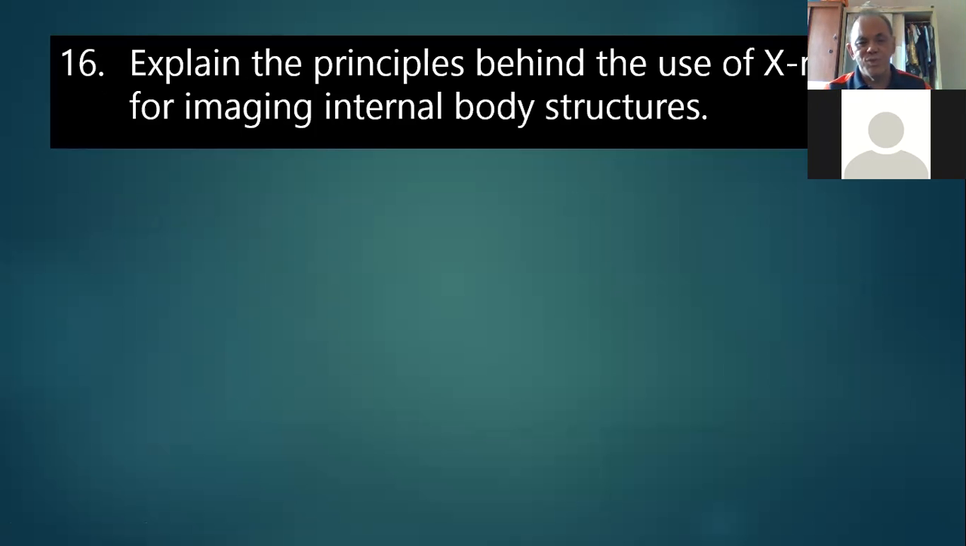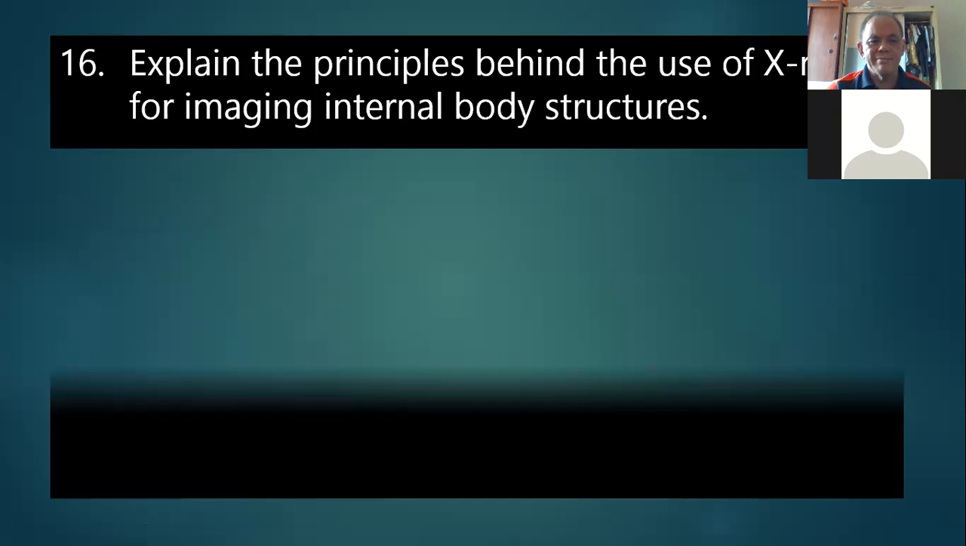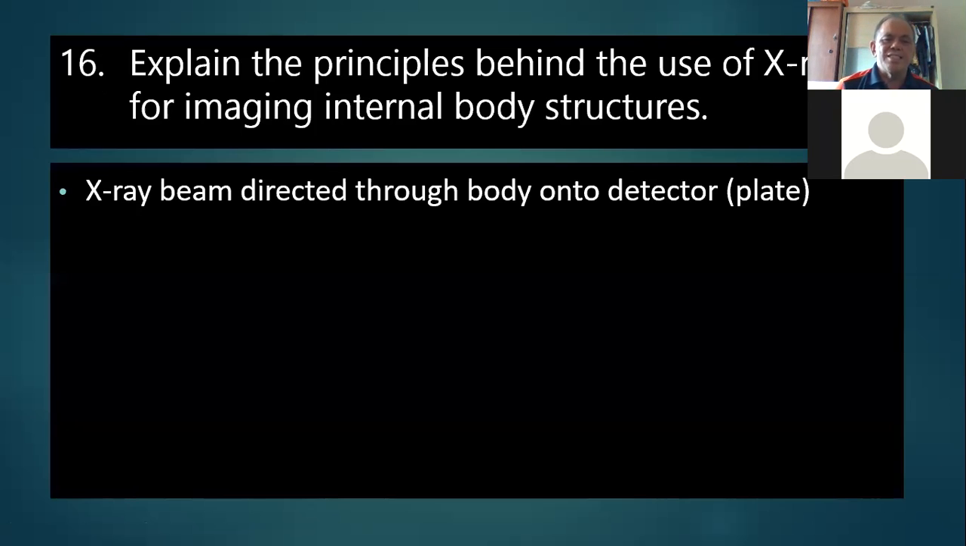We have gone through part 1, so you should be able to do that. Sorry, this one was done earlier, so you should be able to summarize it. X-ray beam directed through the body onto a detector. X-ray passes through the body, and behind the body is the detector. Detector is always a photographic film.